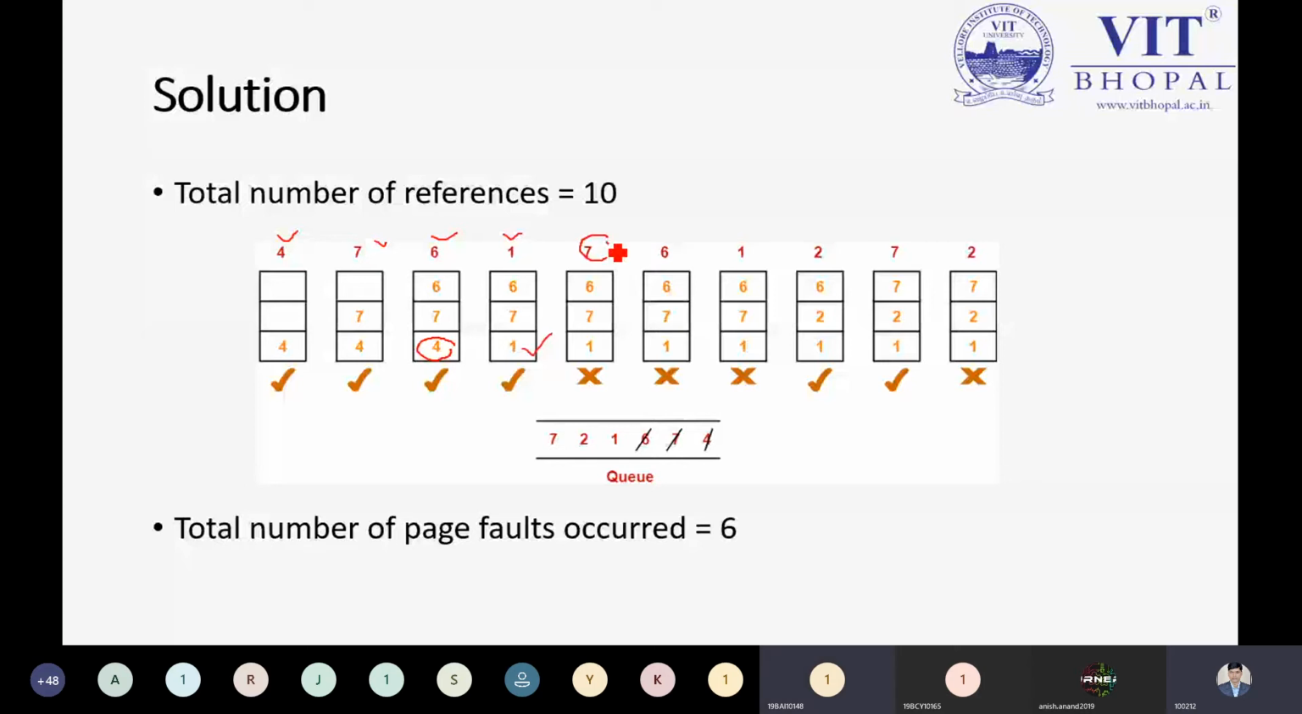Now 7. 7 is no longer in our list, so this is a page fault occurring. Now 6 is also replaced, so this is another page fault. And 1 is already in there, so there are 3 page faults so far. Now 2: 2 will replace 7 because 7 was the oldest. 7 will then replace 6 because 6 was the oldest. So there is no problem over here. And 2 is already here, so these are our hits. So the total number of page faults occurring over here is 6.